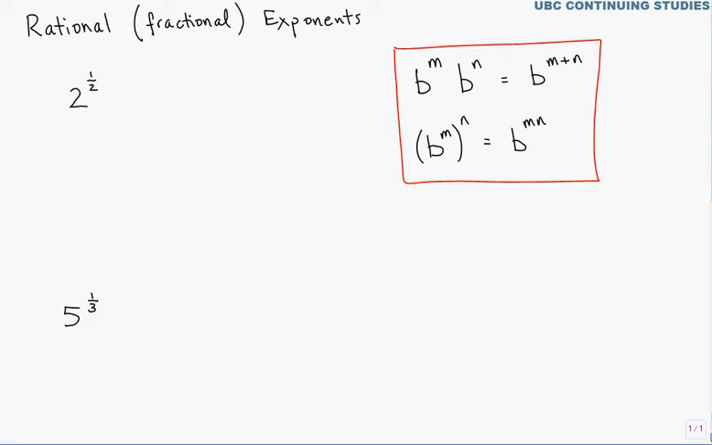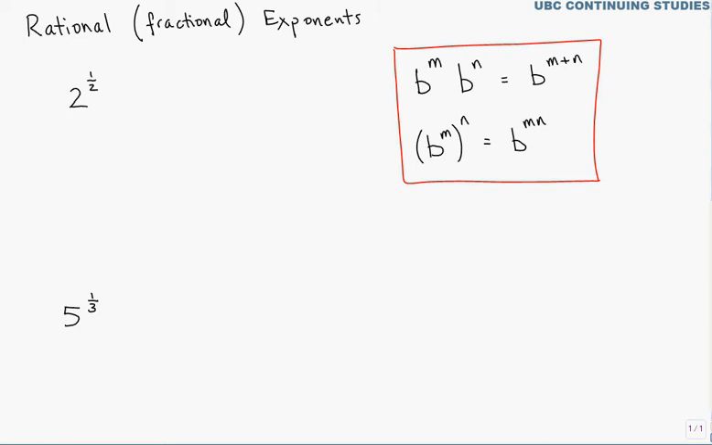Rational exponents just mean exponents that are fractions. So how do you make sense of something like 2 to the power of a half? Now, just as when I introduced zero and negative exponents, an exponent of a half doesn't make any sense from the point of view of explaining an exponent as shorthand notation for repeated multiplication. How do you multiply something by itself a half a time?